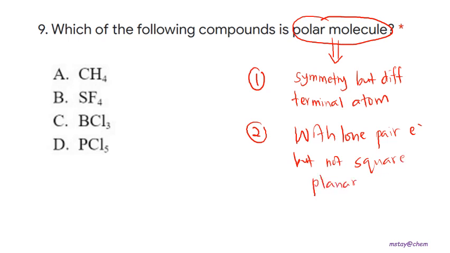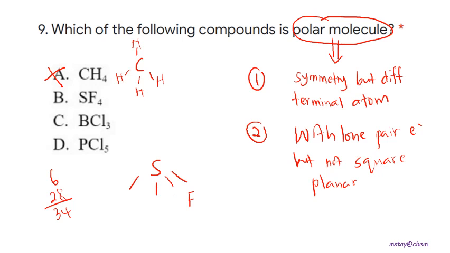So when we draw CH4, we already know this is the Lewis structure for CH4. There are no lone pair electrons and it is symmetrical. So this is a non-polar molecule. SF4: sulfur has 6 valence electrons. Fluorine has 7 valence electrons times 4, 7 times 4 is 28. So the total is 34.